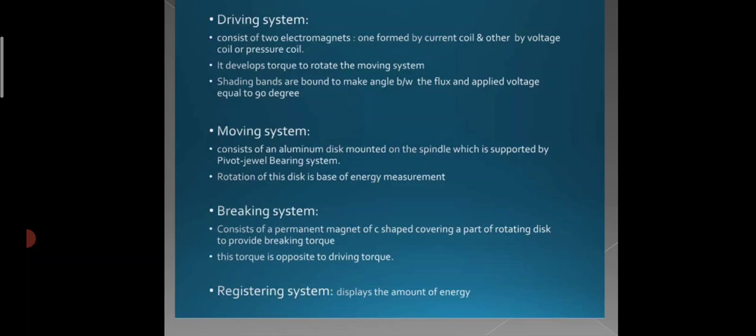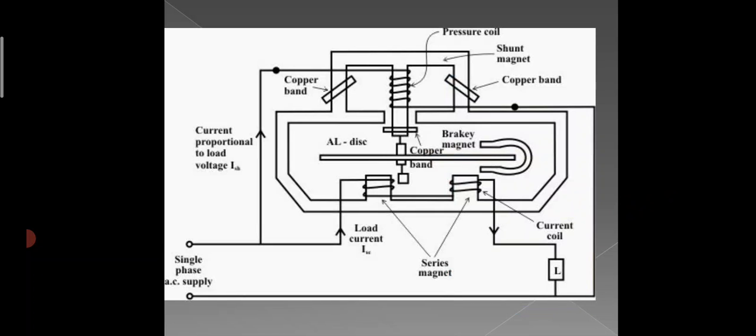Next we go for the driving system. This is a constructional diagram for this single phase energy meter. Here we also have one shunt magnet and the series magnet. The shunt magnet has the pressure coil, which is also called the voltage coil, and the series magnet is connected in series with the supply, and it has the current coil.